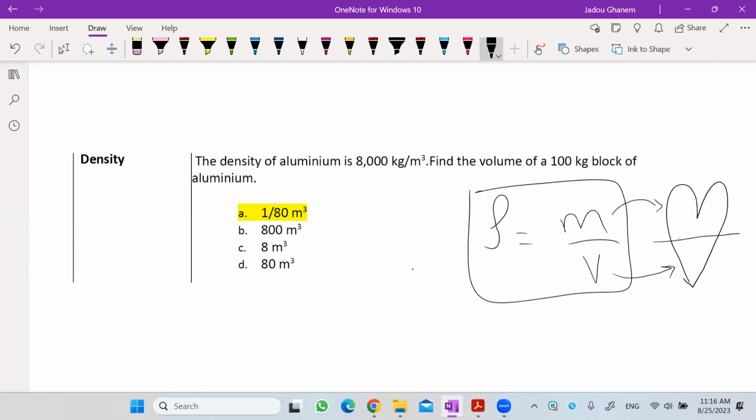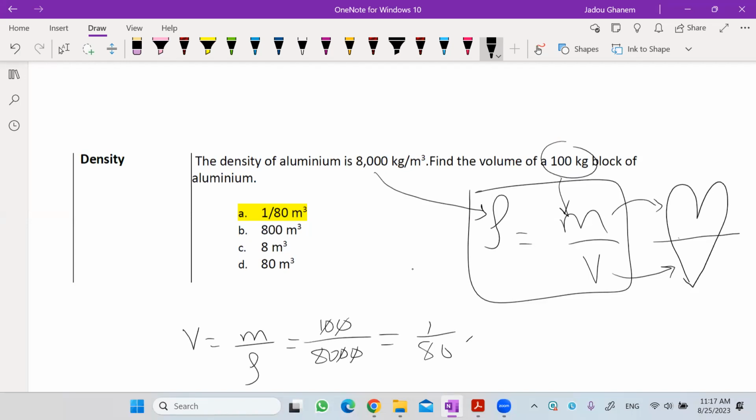Now they said that the density is 8,000 kilogram per meter cube. So the density is given, and the mass is given. We must find the volume. Just flip V and rho, so it will be V equal to M over density. The mass is 100, and the density is 8,000. Cancel the two zeros, and it will be 1 over 80 meter cube, which is the first part. It's the correct part. Any problem?